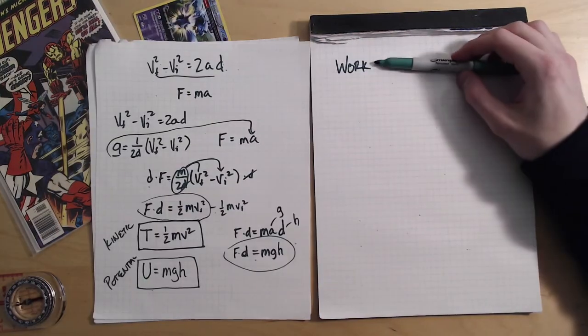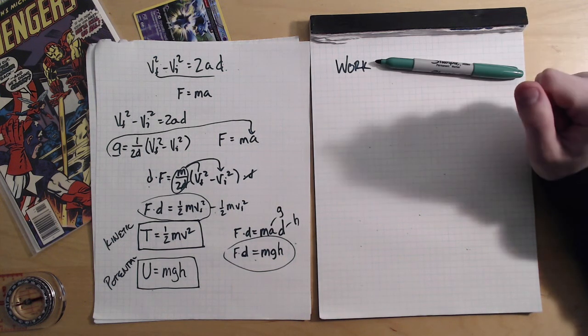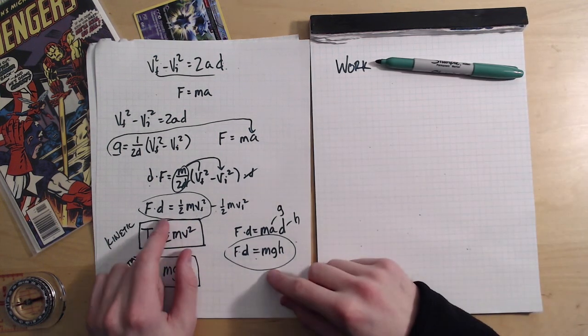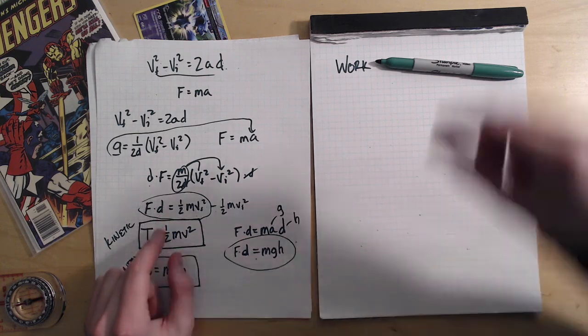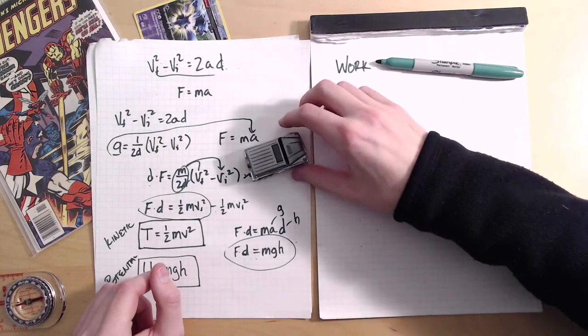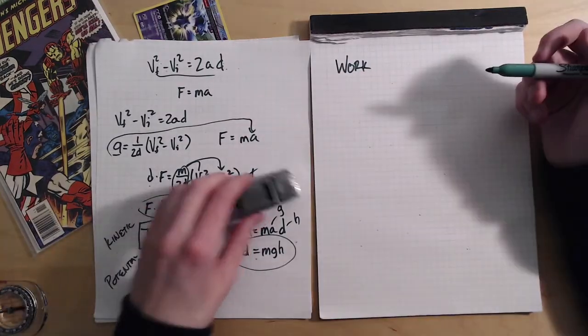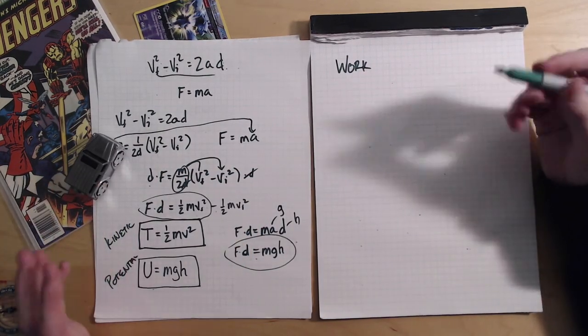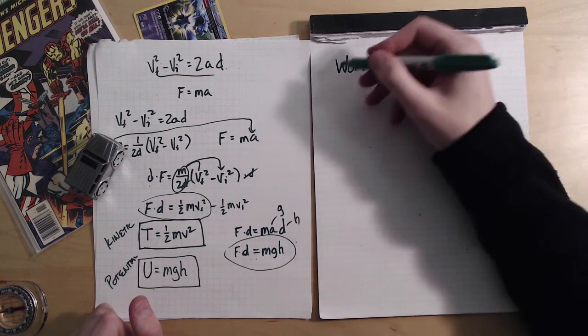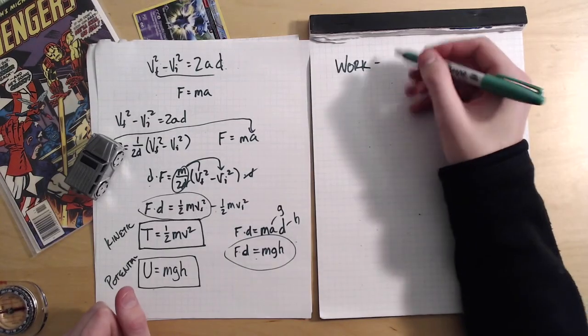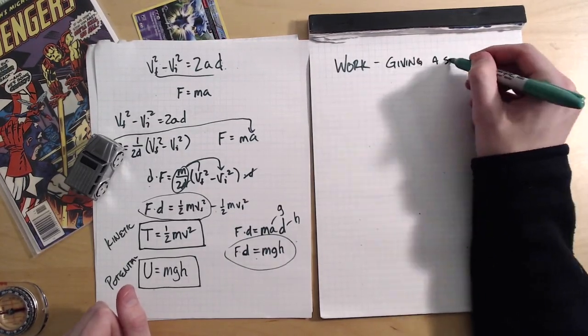So let's see if we can formalize a definition for work. Over here we see that when we do work on something, whether it's lifting it up or giving it some sort of motion, it means that we're giving the system some energy. So when we do work on something, we are giving a system energy.